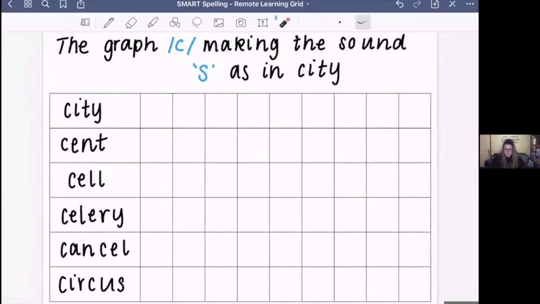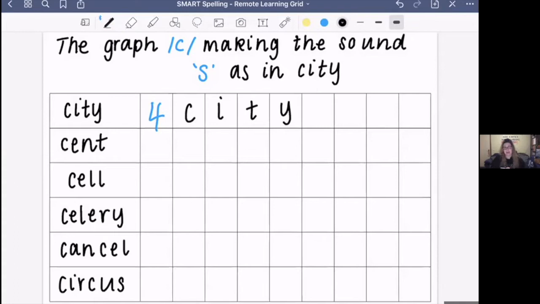Okay, so our first word today is city. Now a city is a big and important town that usually has a lot of people that live there or work there. An example of a city in Victoria is Melbourne. So the sounds in the word city are S, I, T, E. There are 4 sounds in the word city. The letters in the word city are C, I, T, Y.